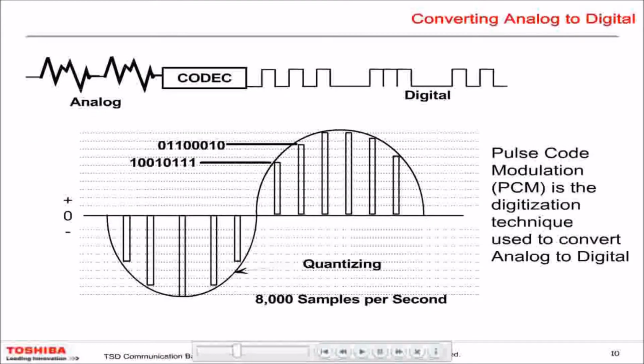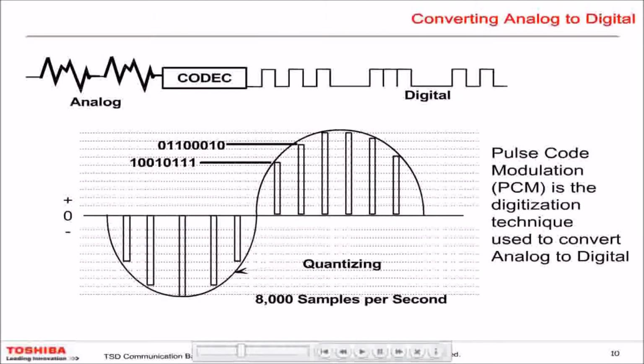Pulse code modulation, or PCM, is the digitization technique used to convert analog to digital transmission for traditional telephone networks. PCM samples the analog wave 8,000 times per second. Each sample is quantized at the place where it falls at a different point on the wave. Each sample point is assigned, or encoded, an 8-bit value of ones and zeros. So we have 8,000 samples per second multiplied by 8 bits, which equals 64,000 bits, or 64 kbps. This is referred to as digital signal level 0, or DS0.